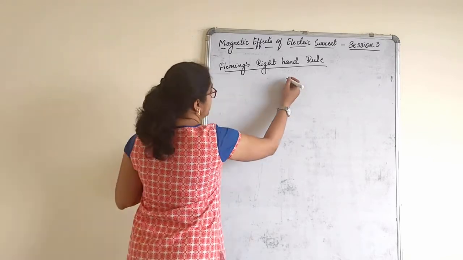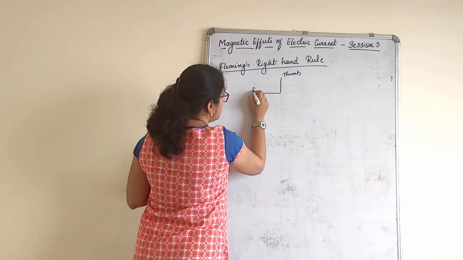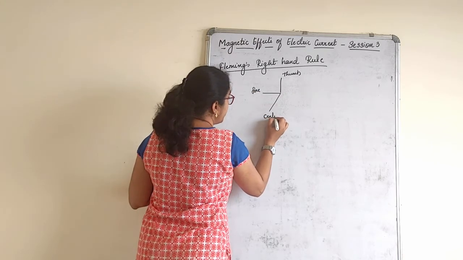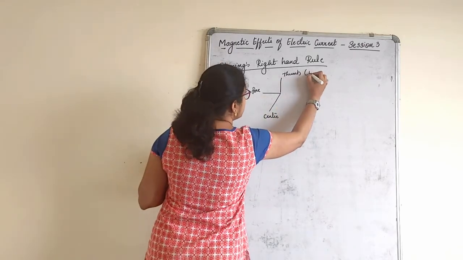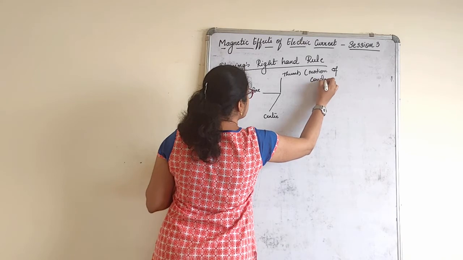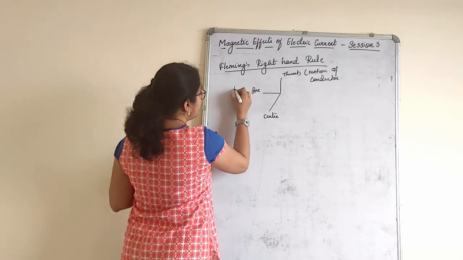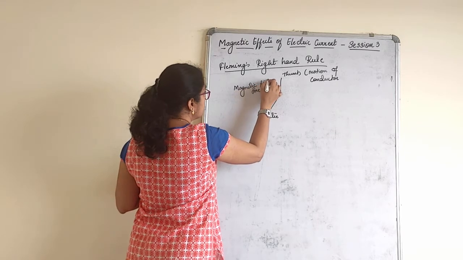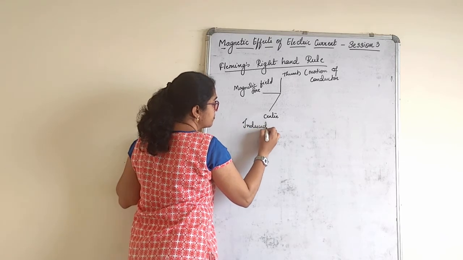Okay. So mainly when we arrange our thumb, forefinger, and the center finger, I will use the center finger for induced current, where the thumb indicates the motion of the conductor, the force on which, mechanical force we can also say. The forefinger indicates the magnetic field, and the center finger indicates the induced current.